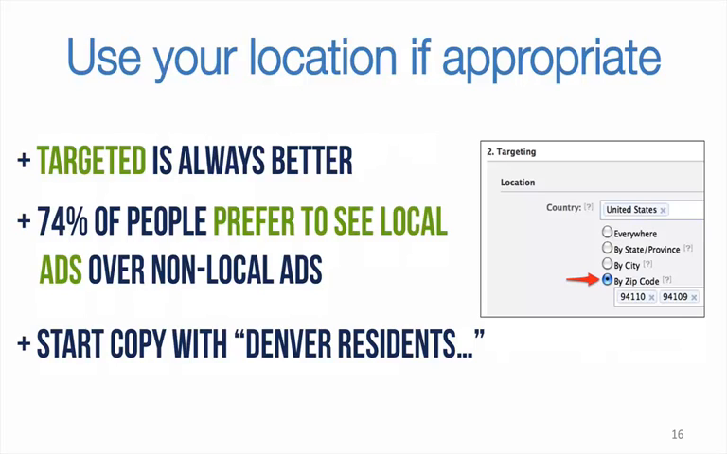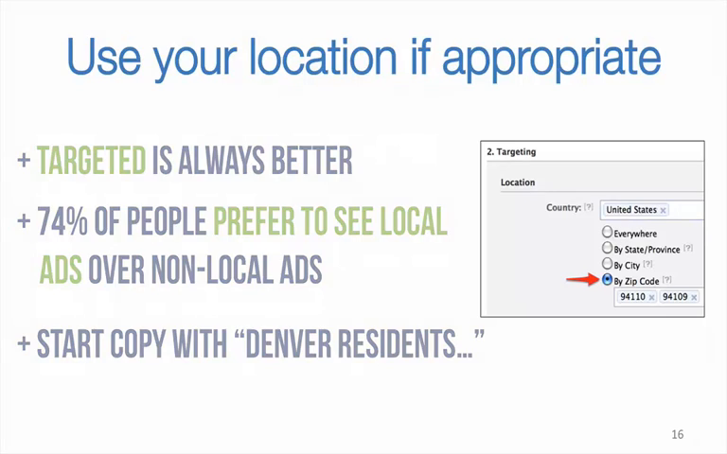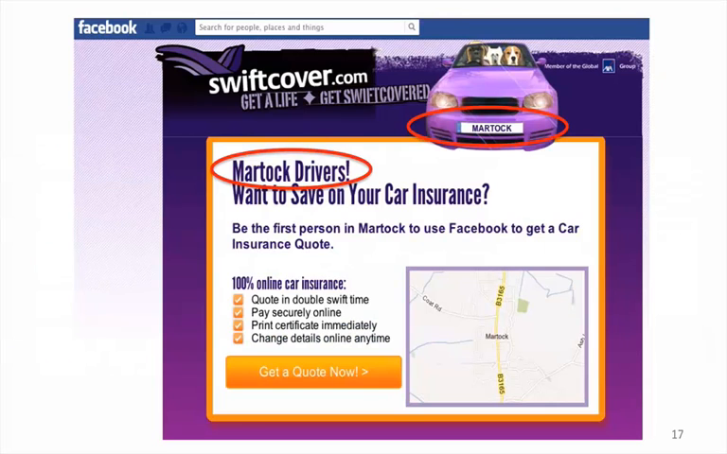So now that you can target specifically, make sure that you're taking advantage of that in the actual ad construction. Okay, not just in the targeting, but in the actual ad construction. So you can see here, this is somebody who was advertising swiftcover.com, and they're advertising on Facebook. And you can see here that they have targeted a specific town here, Martok drivers, right? And you can see that they've included the name of that town on both the license plate here on this image of the car, as well as here in the headline. Okay, right here as well.